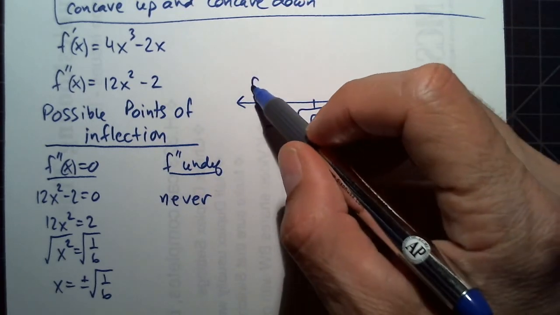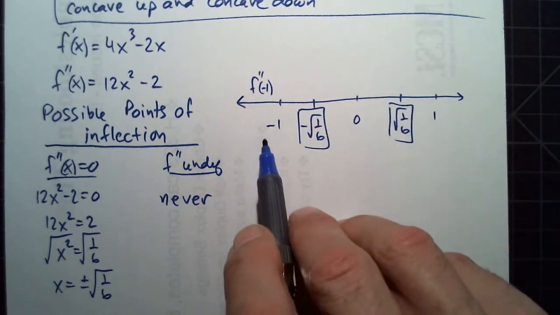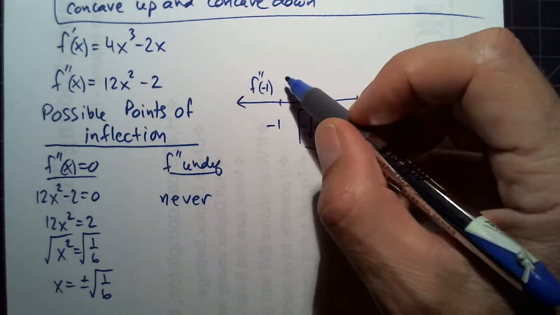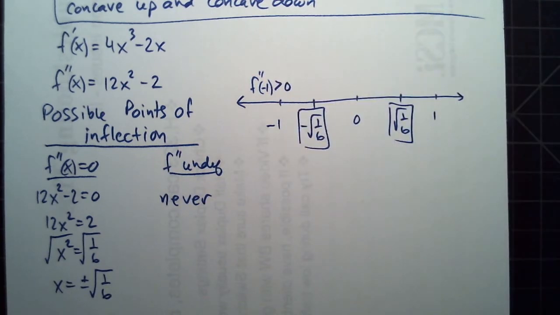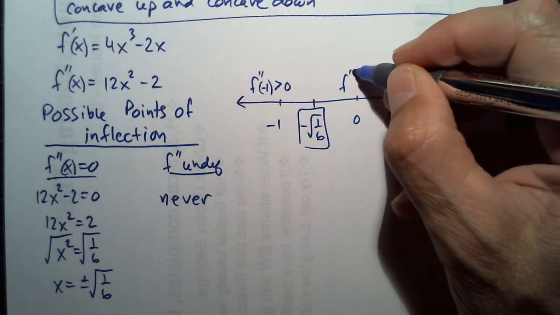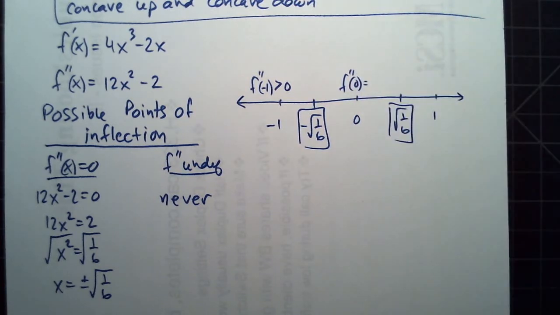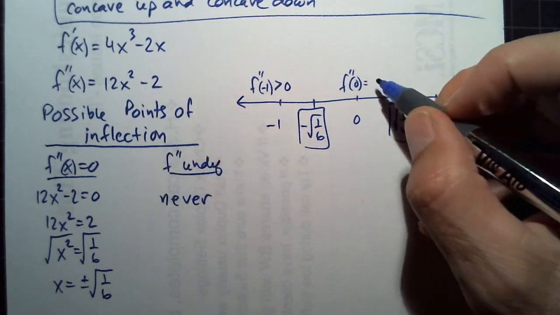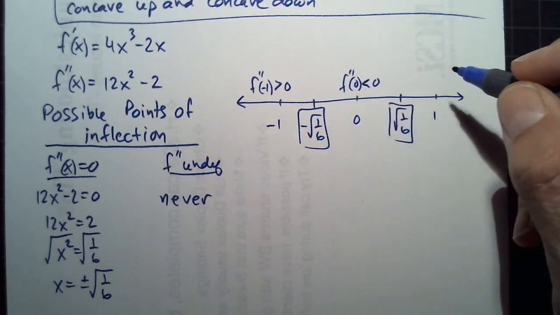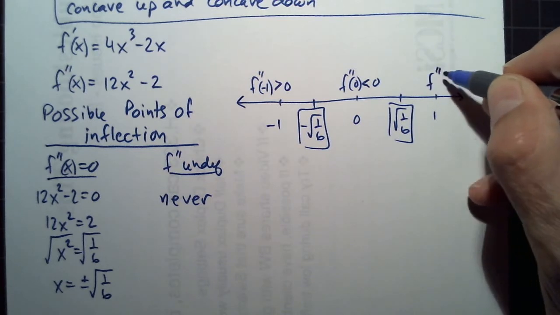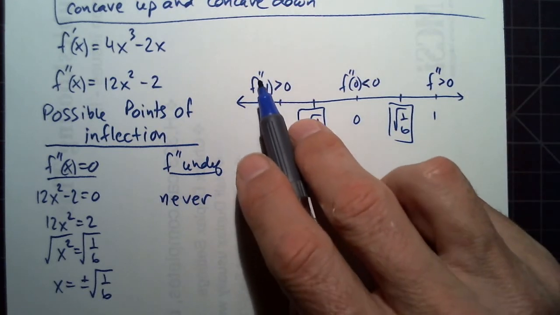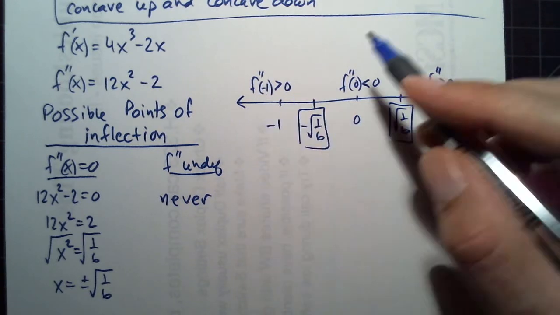So we'll do f double prime of negative 1. Put in negative 1 here, and we'll have 12 times 1 minus 2, and that's positive. So we know it's curving up. Second derivative at 0: we put a 0 in here, and we'll get a negative number, so that's less than 0. And then we'll put a 1 in there, and 12 minus 2 is positive. So if the second derivative is positive, that means the graph is curving up.